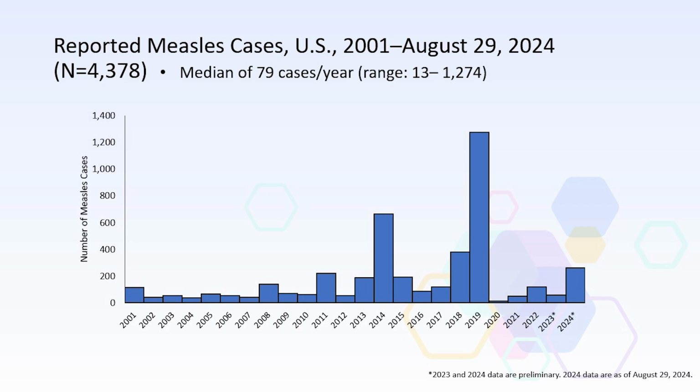Since 2001, all but 2 U.S. jurisdictions have reported at least one measles case. Measles was declared eliminated in the U.S. in the year 2000. And elimination means that there has not been any sustained transmission of measles within the U.S. lasting 12 months or more during this time. During 2001 to 2023, we've seen a median of 72 measles cases reported each year. Case counts have generally remained low, below 200, except in years when large outbreaks occurred, including 2014, 2018, and 2019.